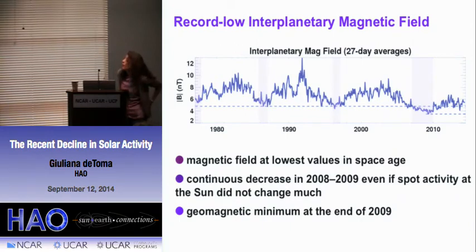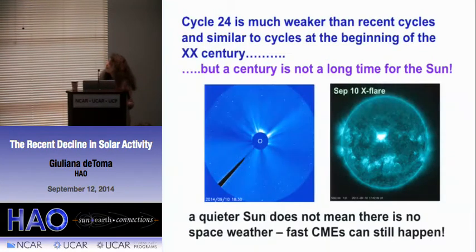So we're still seeing an effect in the changes in the interplanetary magnetic field, even if the sun is not changing very much. So these were some of the findings, and in some cases surprises, in some cases not real surprises, that we've seen during the past two decades. And I'm running hurry here. This is my last slide.